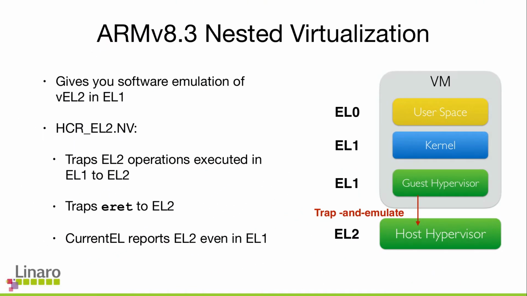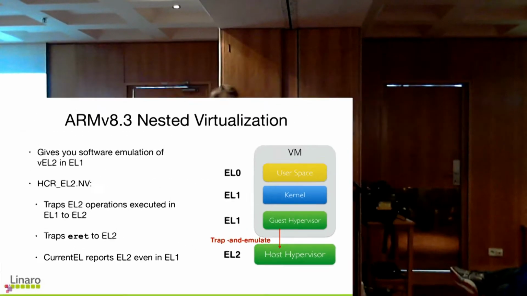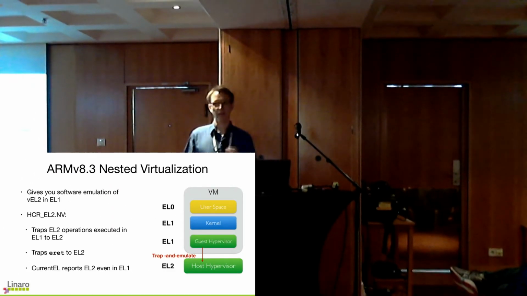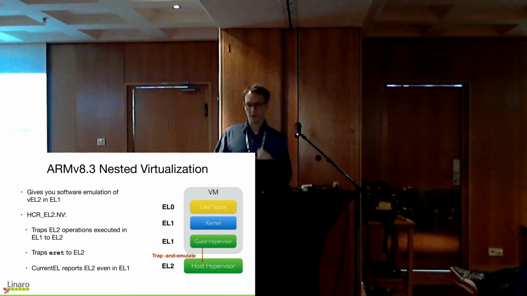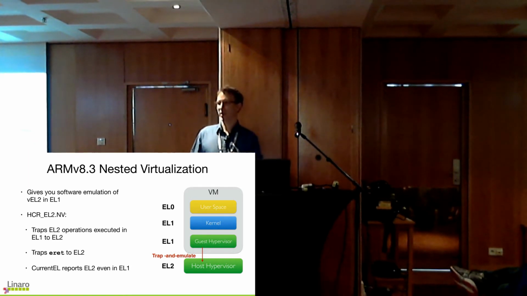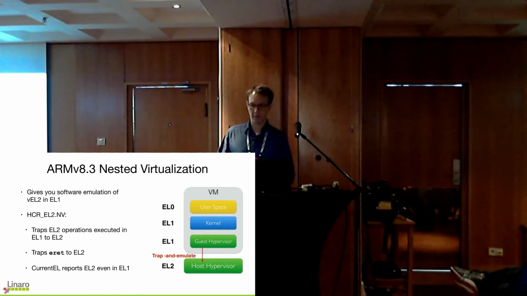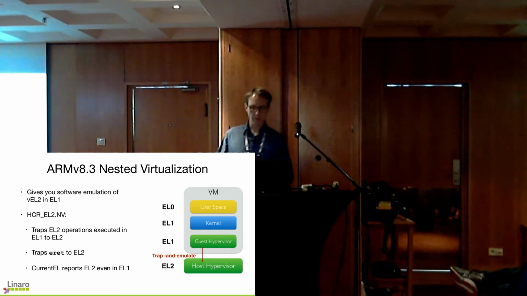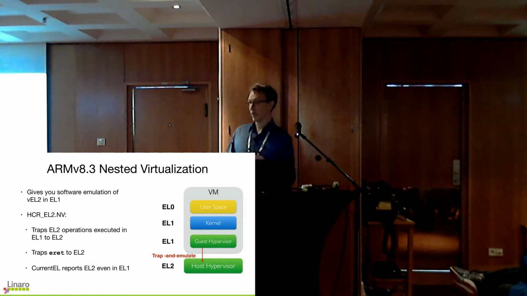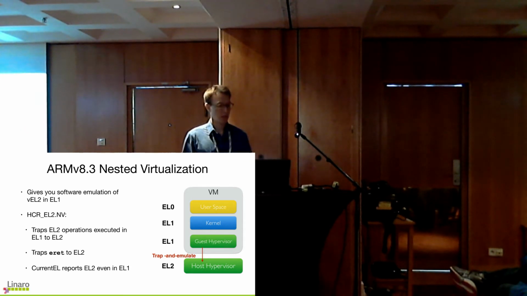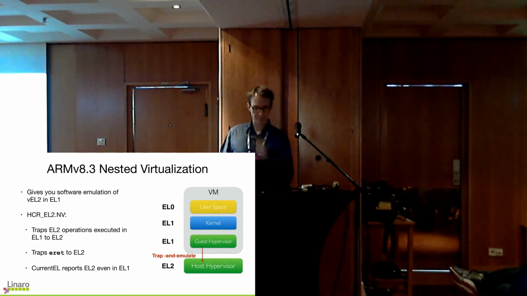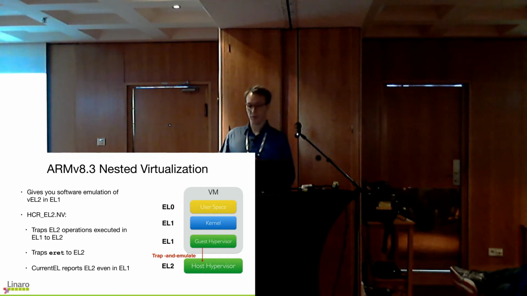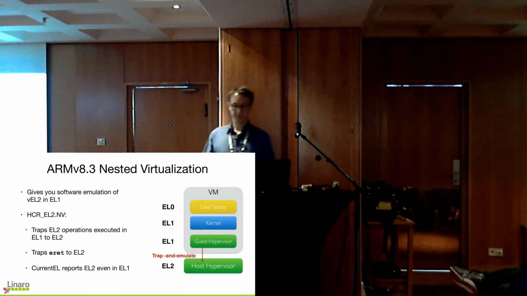ARM realized this, and they fixed that in ARM v8.3, where they provide nested virtualization support. What they do is they provide you the minimal set of features that you need to do trap and emulate a virtual EL2 inside your VM, running your guest hypervisor in virtual EL2. So the way it works is you get an extra bit in the hypervisor control register, and when you set that bit, you get to trap EL2 operations that wouldn't otherwise trap to EL2.